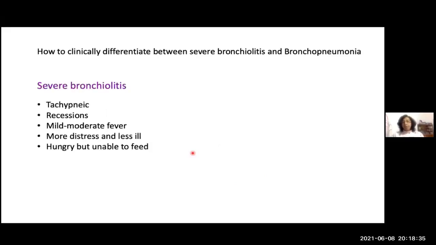Now, in severe bronchiolitis, or basically moderate to severe bronchiolitis, tachypnea is a basic feature, and also the baby will have recessions. You know, infants have very compliant chest walls, so they show a lot of recessions, suprasternal and subcostal recessions. Intercostal recessions are rarely seen in small children. And their fever is mild to moderate, not very high fever, but they are more distressed, right? So they are less ill and more distressed. They are hungry but unable to feed because of the difficulty in breathing.